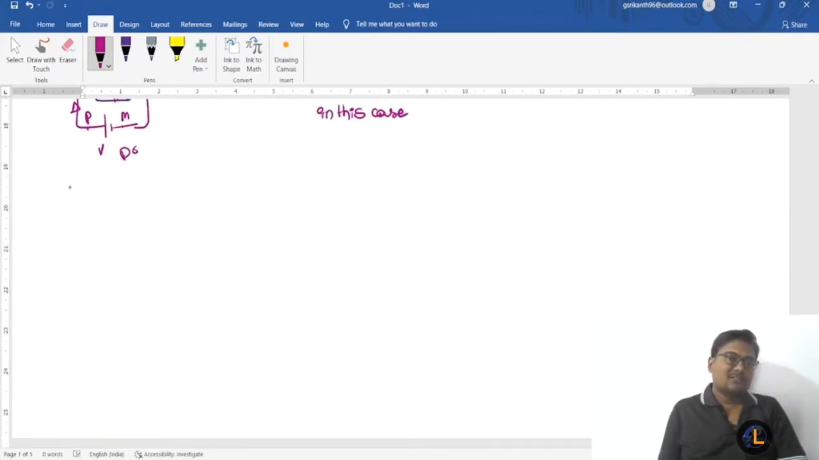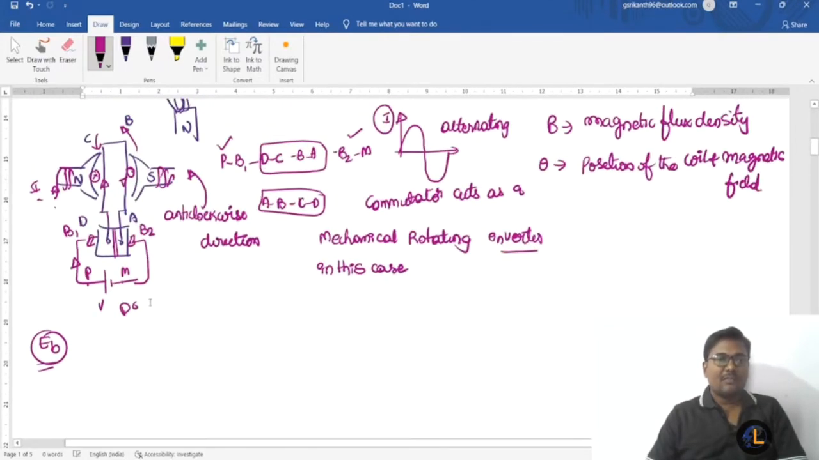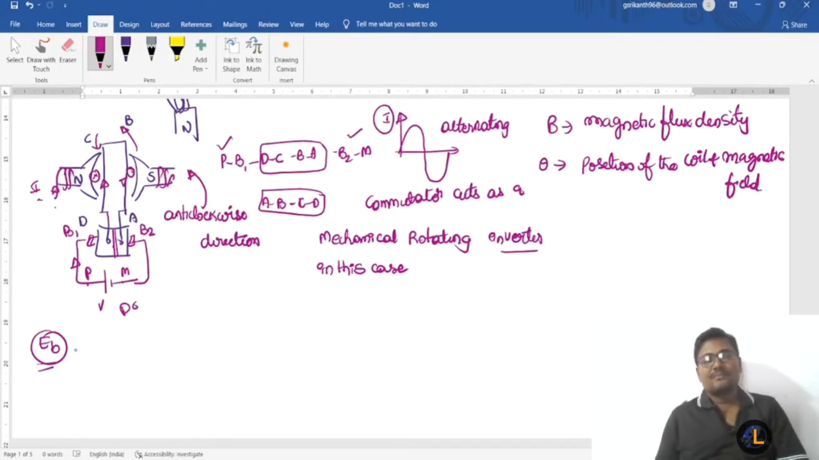With this rotation, a cutting action takes place, and EMF is induced in a conductor. See, because of the supply voltage, the armature rotates. With this rotation, the armature cuts the conductors, and EMF is induced, and this EMF is called the back EMF or counter EMF. So this is very, very important.